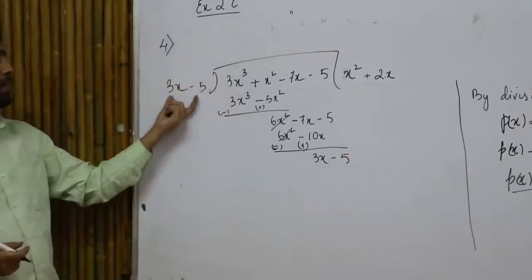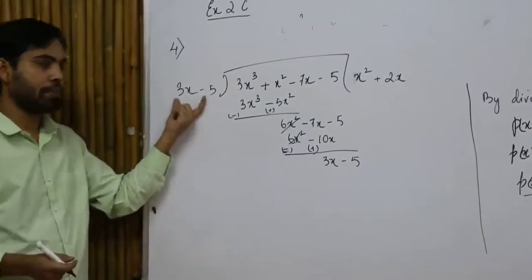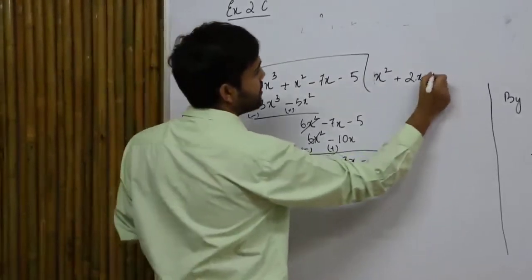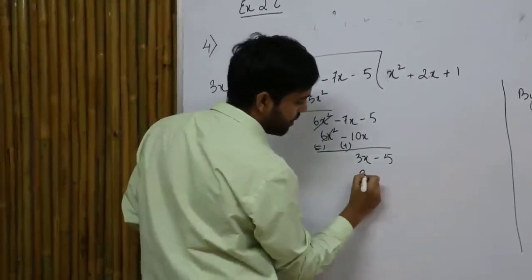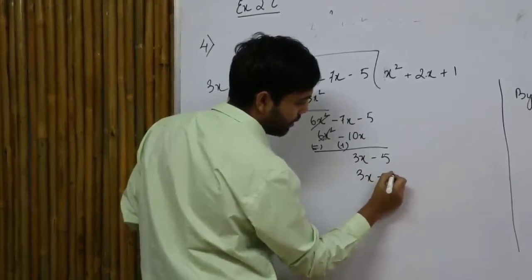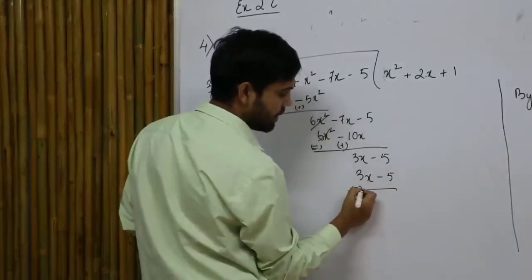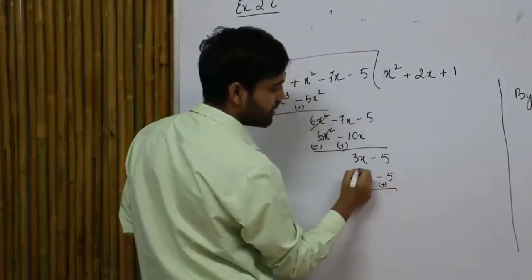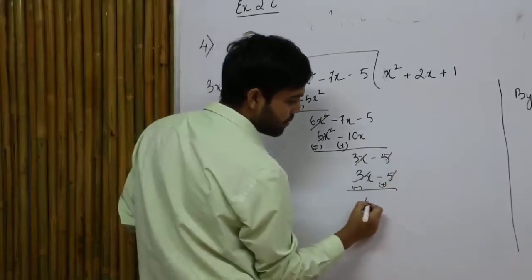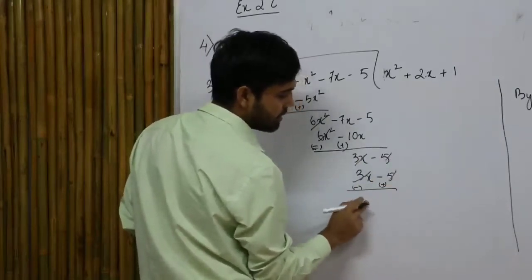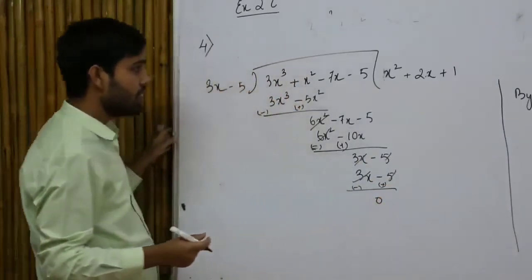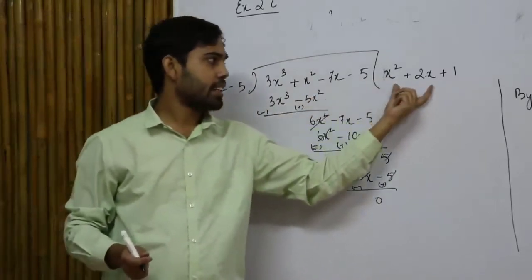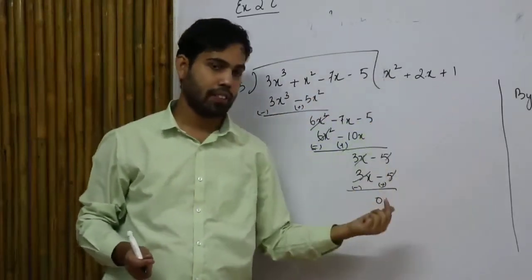Now with what should I multiply so that I get this? I have to multiply with plus 1. So I have a plus 1 in here. So plus 1 times 3x minus 5. So again the sign will change. These things are getting cancelled. So you see the remainder that I get is a 0 polynomial. And this quotient that I get is the value of gx.